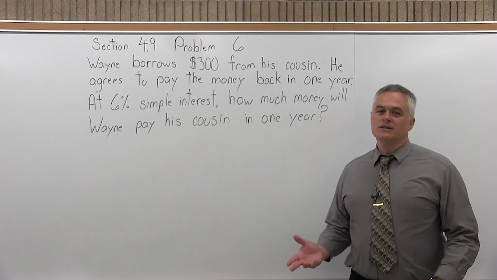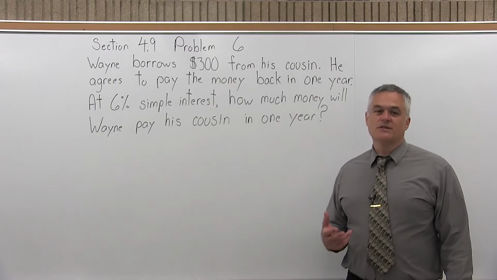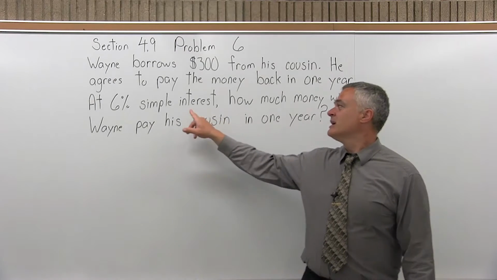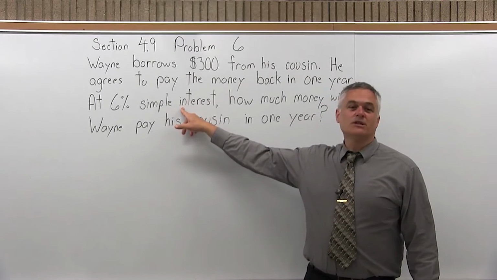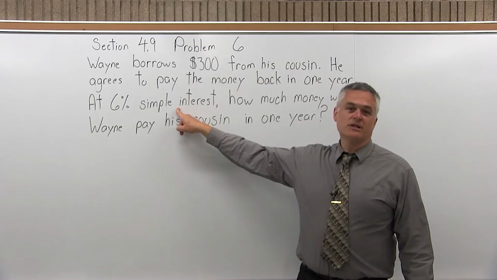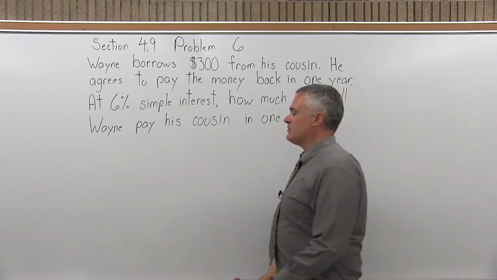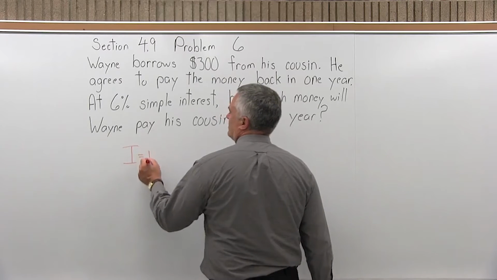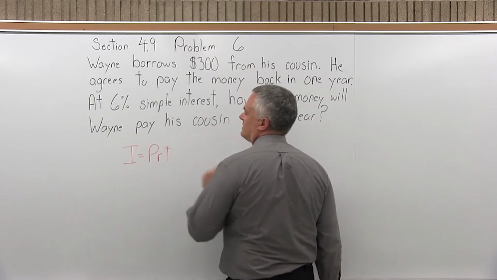So, in this section, there are two math formulas. You have to decide which one of the two you're going to use. One is for simple interest, one is for compound interest. If the question is worded well, it should be very clear which one to use. And this one says very clearly it's simple interest. So you're going to use the simple interest formula, which is I equals PRT.